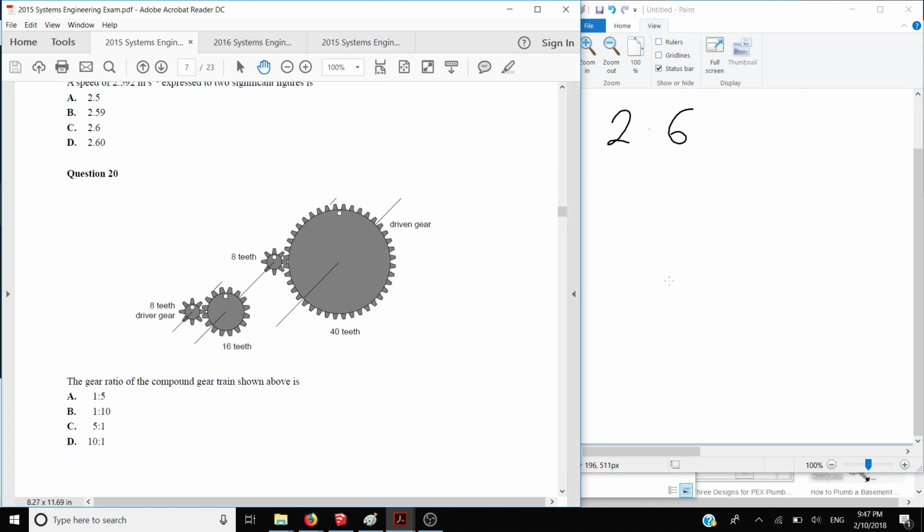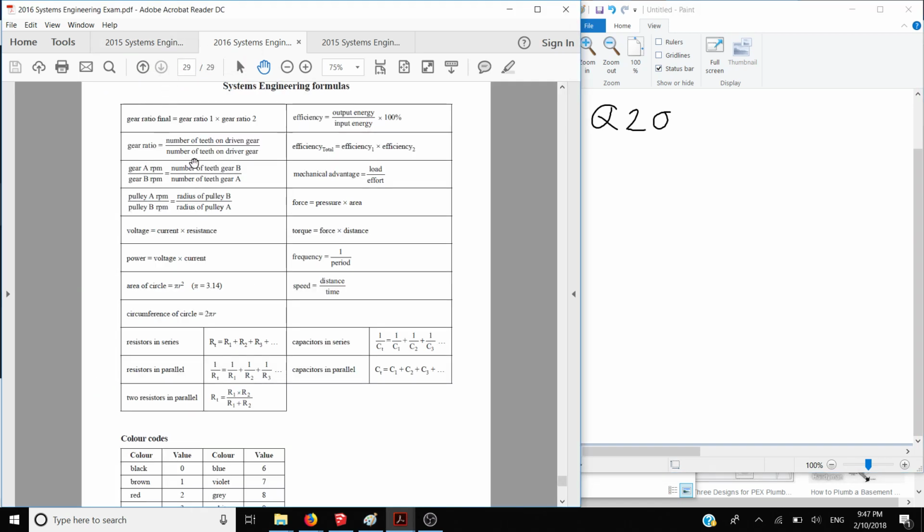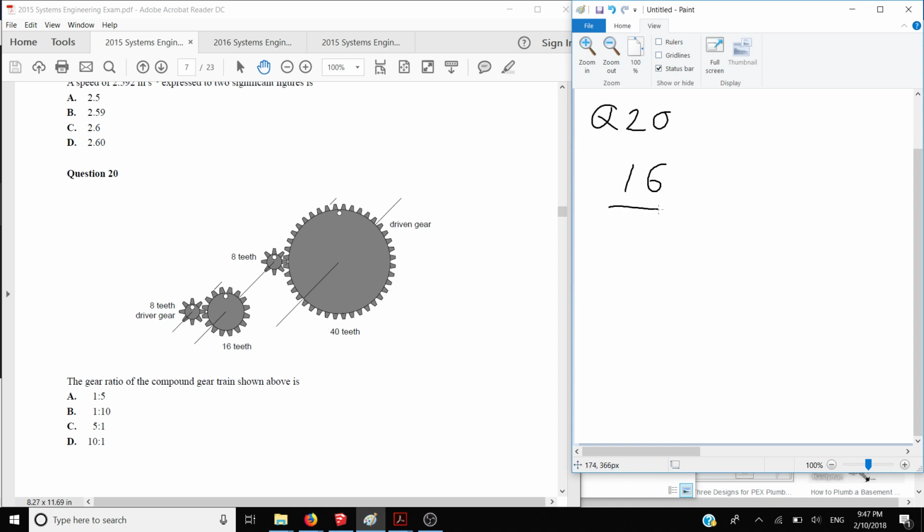And last multiple choice question. Question 20. So the gear ratio of the compound gear train shown above is, okay, so the formula for gear ratios is teeth on driven divided by teeth on driver. Right, so teeth on driven of this first combination, 16 divided by 8, that's 2 over 1. Of the second combination, that's 40 divided by 8, that's 5 over 1.